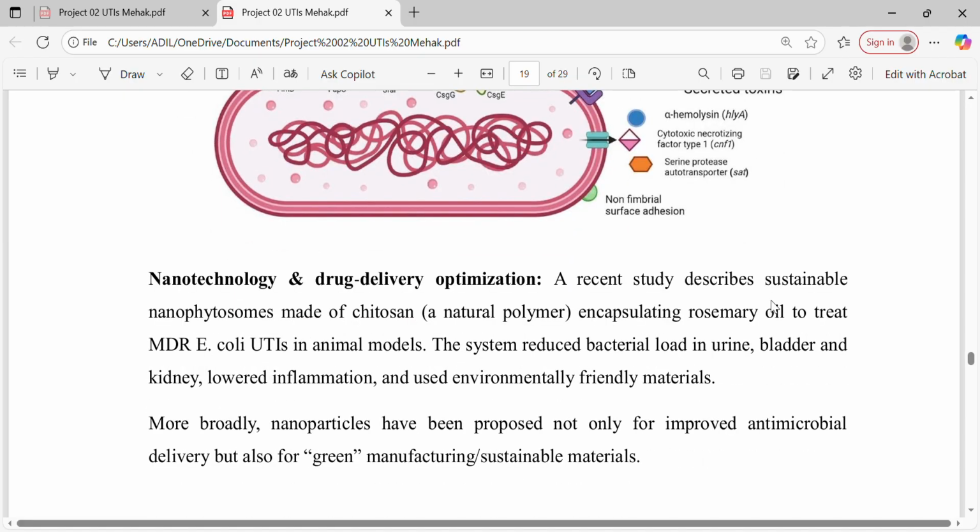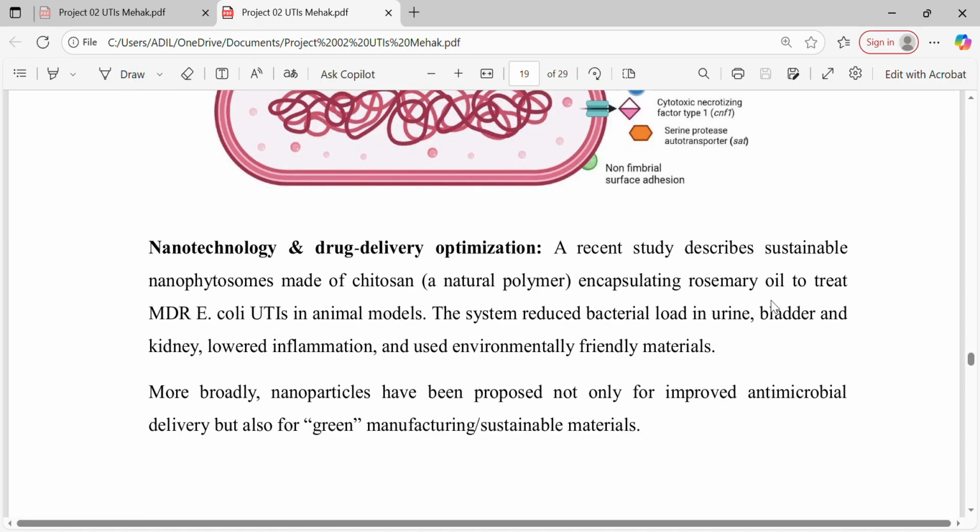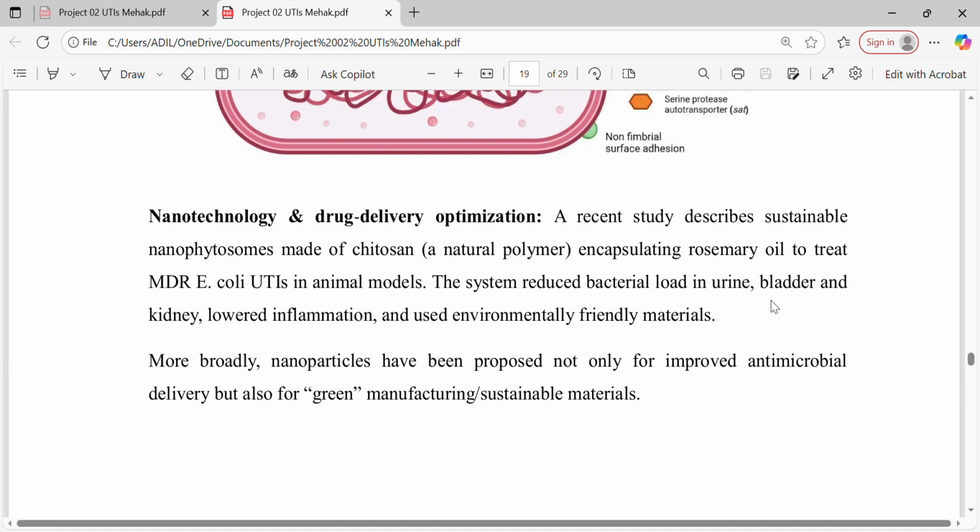Nanotechnology and drug delivery optimization. A recent study describes sustainable nanophytosomes made of chitosan, a natural polymer, encapsulating rosemary oil to treat MDR E. coli UTIs in animal models. The system reduces bacterial load in urine, bladder, and kidney, lowers inflammation, and uses environmentally friendly materials. More broadly, nanoparticles have been proposed not only for improved antimicrobial delivery but also for green manufacturing and sustainable materials.